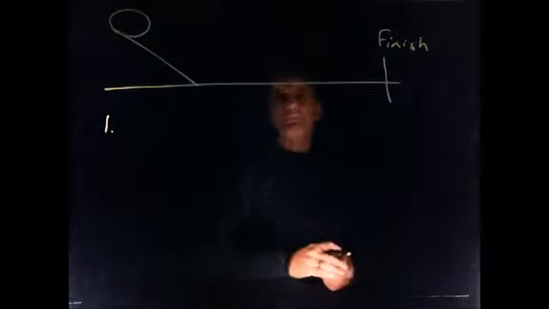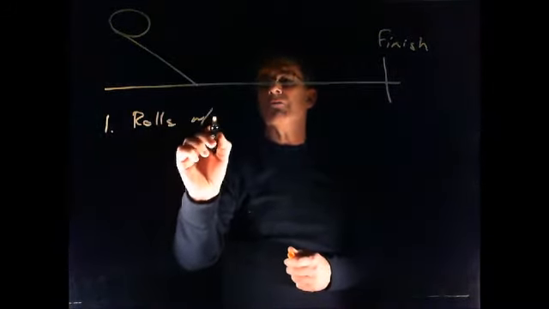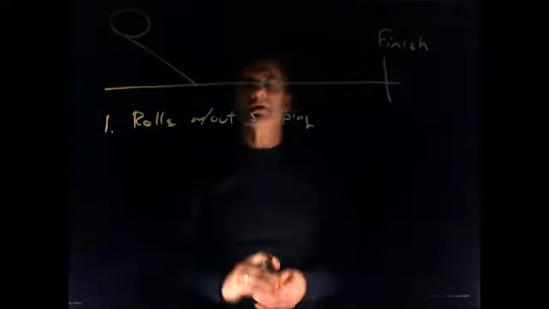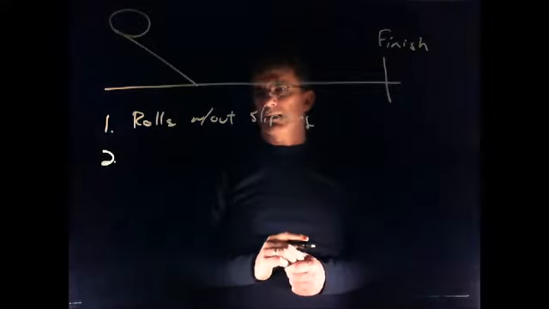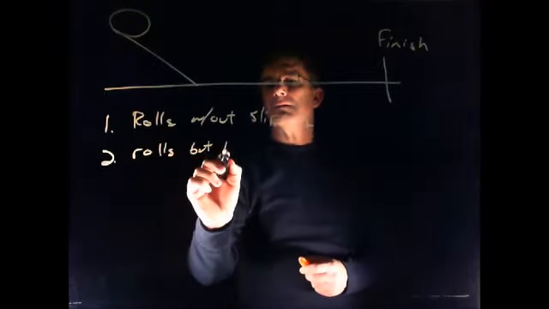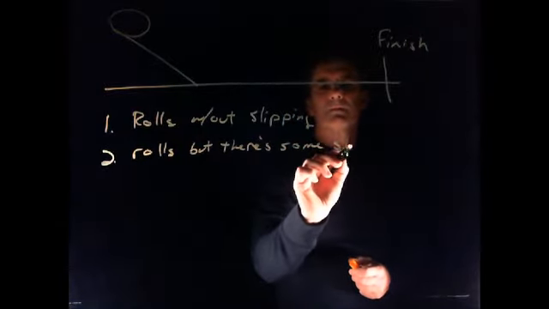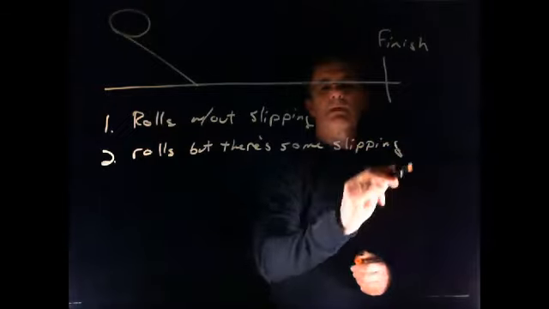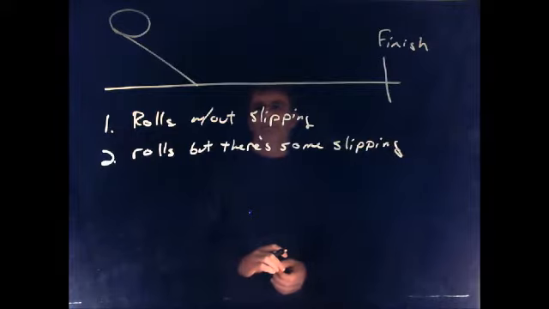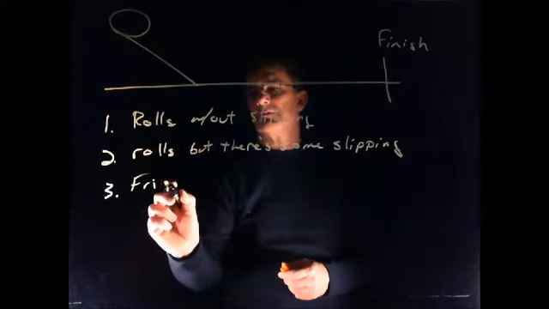Condition 1 is that it rolls without slipping everywhere. It rolls down the ramp across the horizontal surface without slipping. Very nice. In case 2, it rolls, but there's some slipping. So it's a combination of rolling and slipping. And in case 3, it's frictionless. Everything is frictionless.